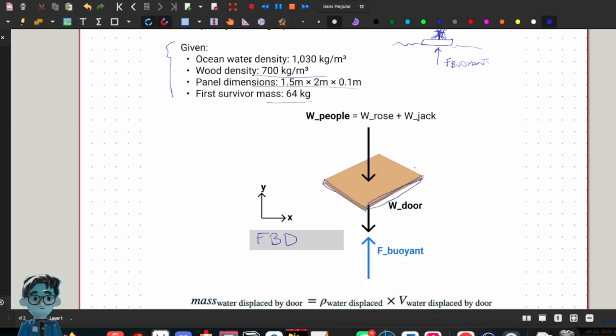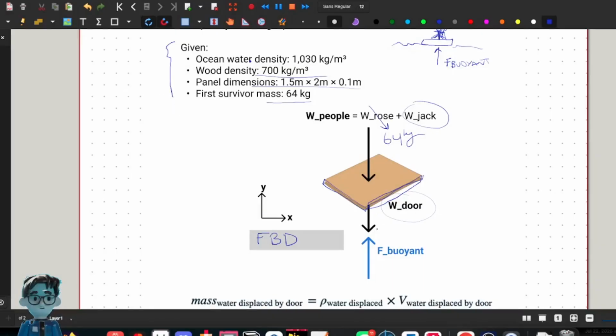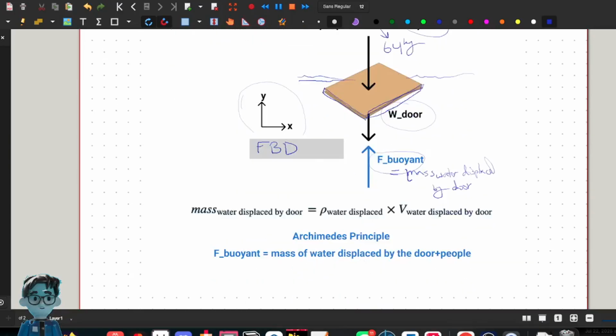You set up this free body diagram. We have all the forces acting on this. So we have weight of Rose. Let's say that is the 64 kilograms. We don't know what weight of Jack is, but we know what weight of door is, and we know that buoyant force is equal to the weight of water displaced by door, because the door is the only thing submerged. In the free body diagram, we also set up our coordinate system, so x and y, and then we're assuming that the weight of the people are right in the middle of the door, so there's no moment or overturning. It's pretty much this door is going to be in the water, and the people are in the middle. The buoyant force is acting directly opposite to the people and the door.